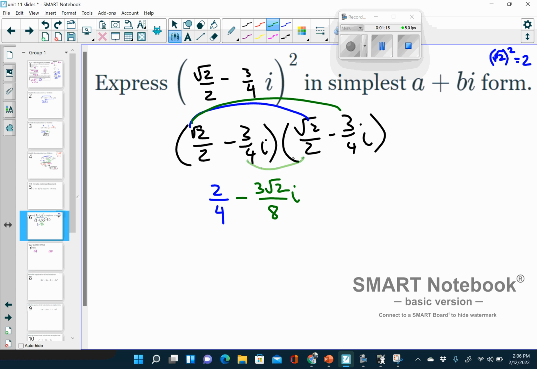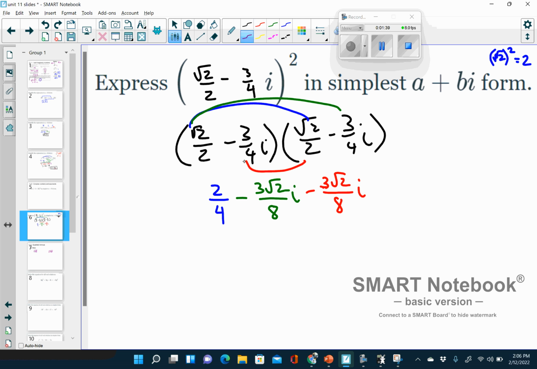Ooh, I want to do a different color. Let's go ahead and do some red. Okay, so over here, negative times a positive is going to give me a negative. 3 times radical 2 is going to give me 3 radical 2. And on the denominator, 4 times 2 is going to give me 8. And there's an i here, so there's going to be an i there.